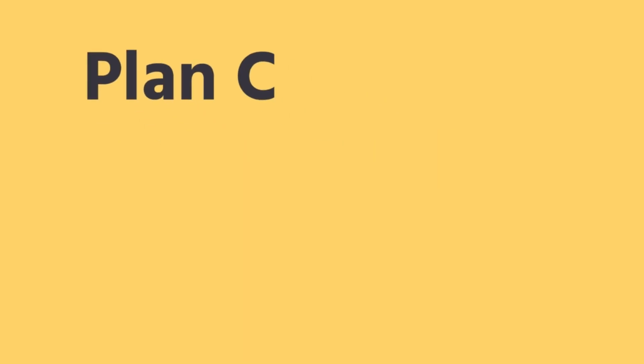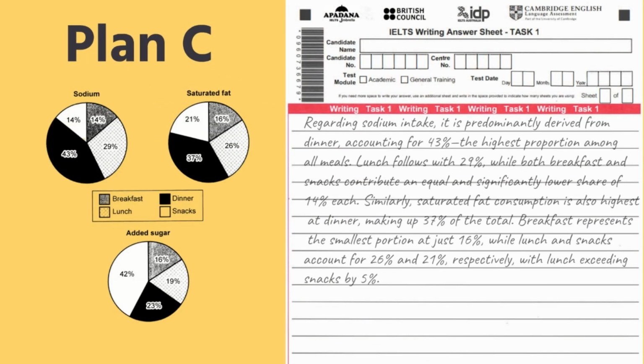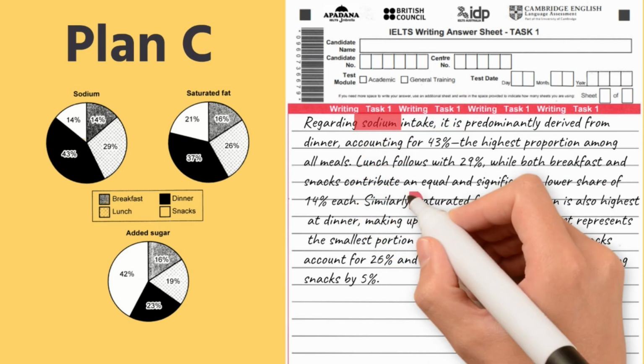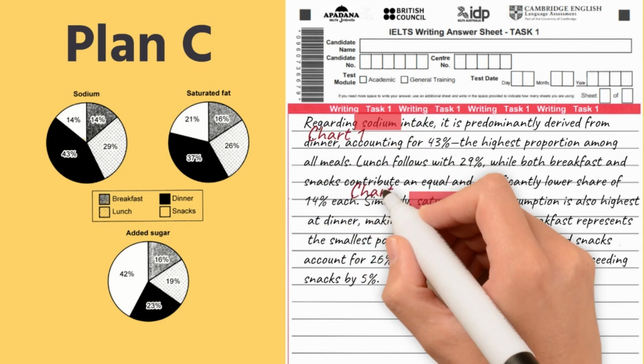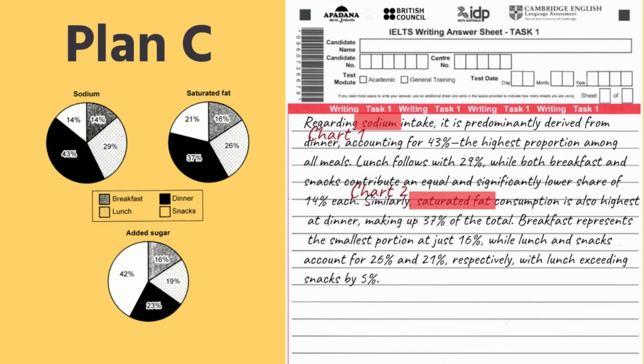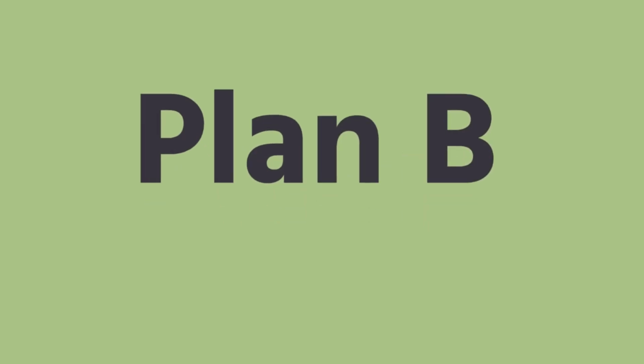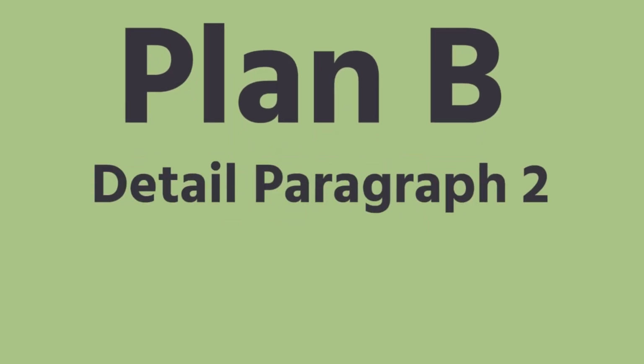Plan C. Here I will show you an irrelevant comparison paragraph. This paragraph separates the 2 categories, sodium and saturated fat, rather than comparing them directly. Avoid this mistake in your writing to maintain coherence and clarity. Now let's move on to Plan B, detail paragraph 2.